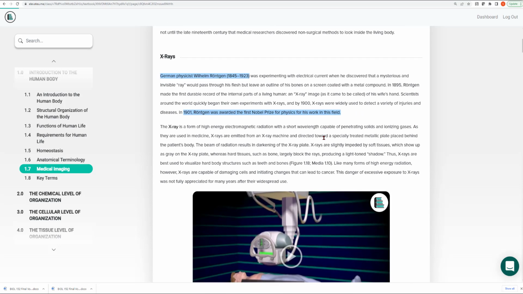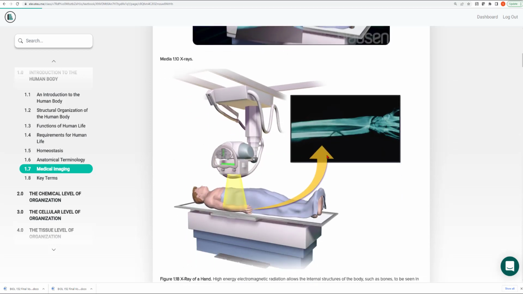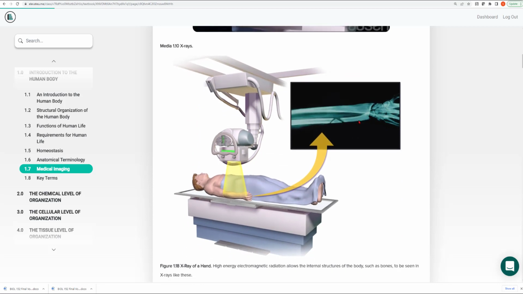What I do want you to know is that x-rays, important, let's call it yellow, use energy. They're using x-rays, a very high energy electromagnetic radiation. Those signals, that energy, radiate and go through solids and give us a negative image. So when you look at an x-ray, you see the negative image. You see the bone. The bone is a solid and you see that. You can see here the bone to the wrist and the bone to the hand as well.